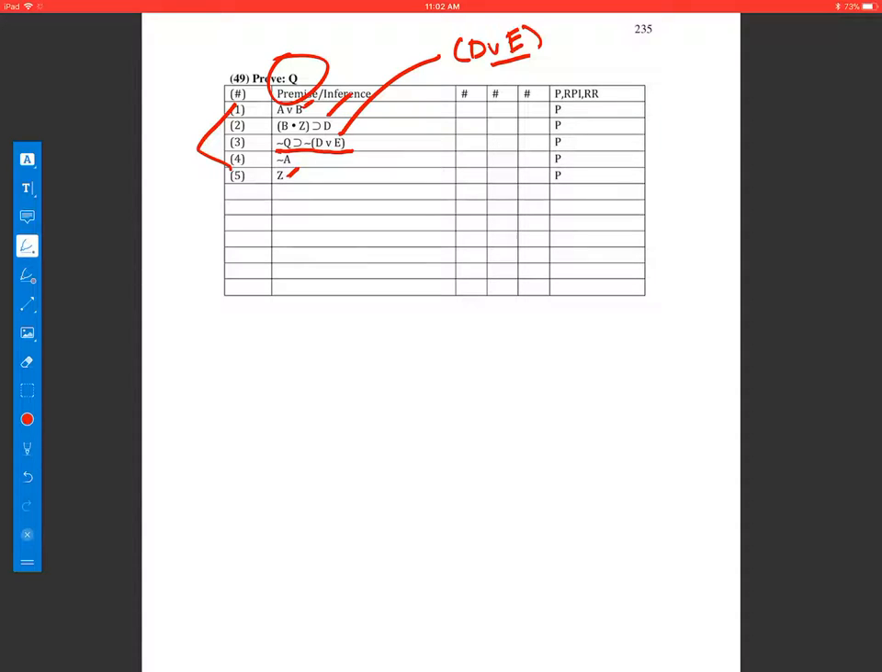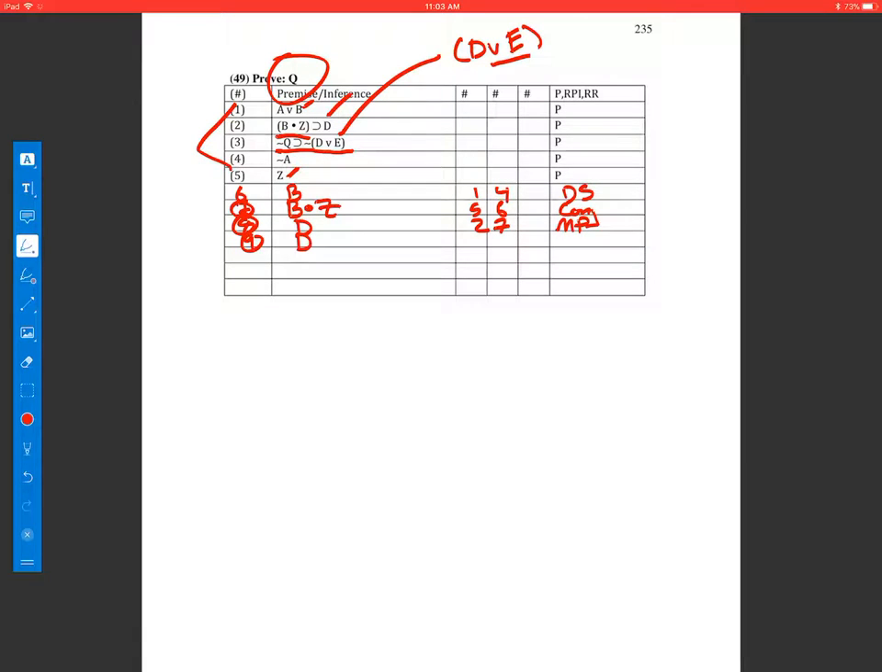Look at 1 and 4. A or B, not A on 4, I can get B from 1 and 4 DS. Now that I have that B, I'm going to put it together with my Z, B and Z from 5 and 6 conjunction. Now that B and Z is the antecedent to line 2, so I can get D from 2 and 7 modus ponens.